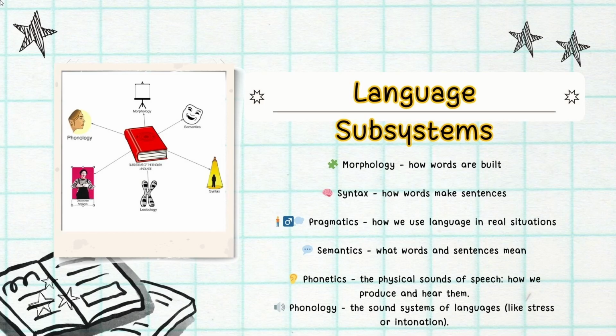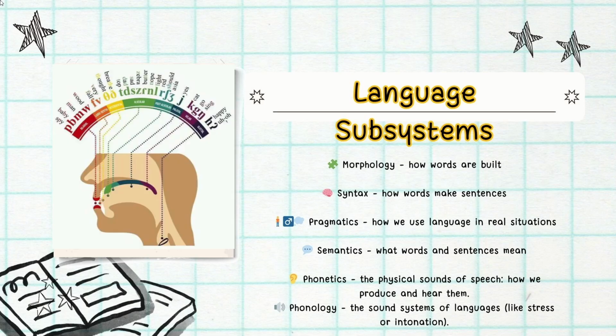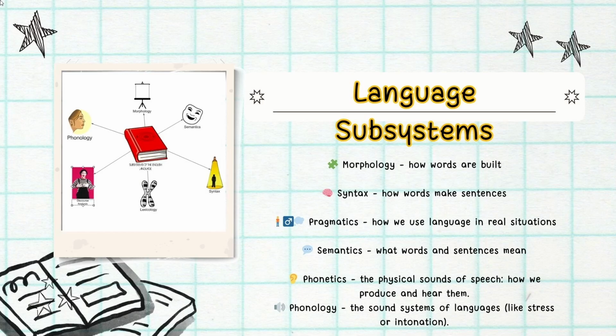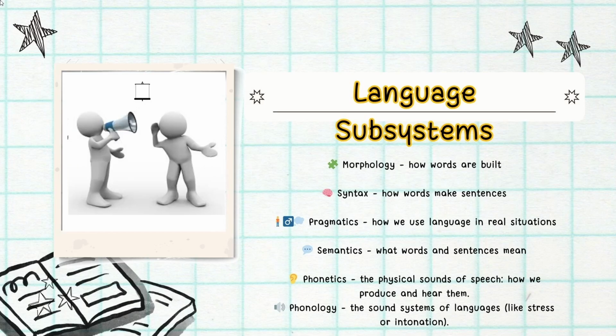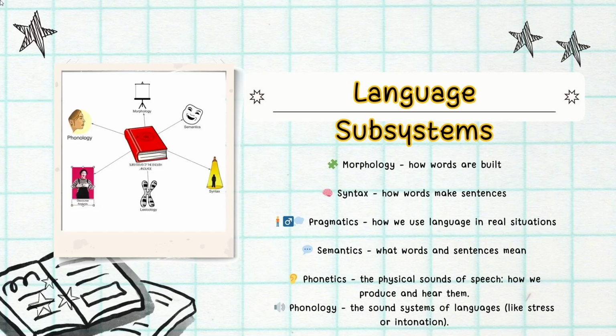So now we have phonetics, which studies the physical side of speech, how sounds are made, heard, and transmitted. It looks at how we use our mouth and vocal cords to produce sounds and how our ears and brains perceive them. On the other hand, we have phonology, which also studies sound, but in a more systematic way, how sounds are organized in the mind and used to create meaning. It looks at sound patterns, rules, and which differences matter.